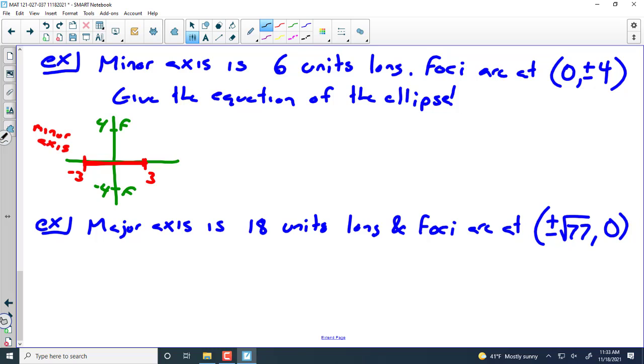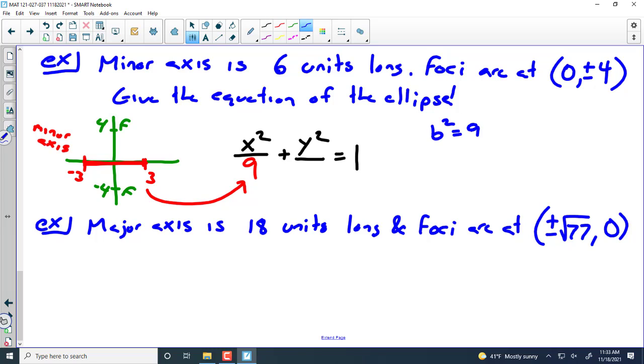So if I'm thinking about my equation over here, I got x squared plus y squared equals 1. I can actually fill in one of those numbers right now. What number can I fill in and where can I put it? 3 squared on x squared. I can put the 3 squared underneath x squared because I'm going left and right 3. And since it's left and right, that means it's under x squared. And because it's 3, that means it's 9. So this right here is enough to tell me that I put a 9 underneath there. Now, I know from that b squared is 9 because b is associated with the minor axis.